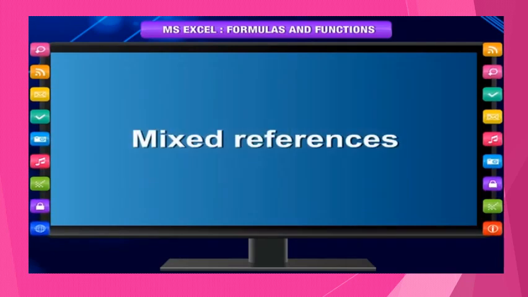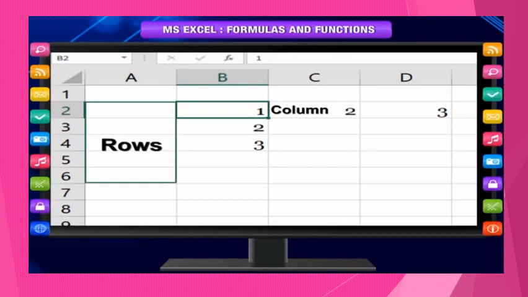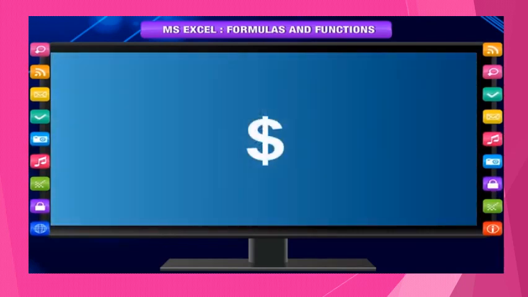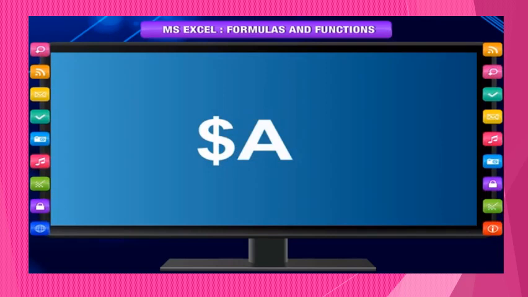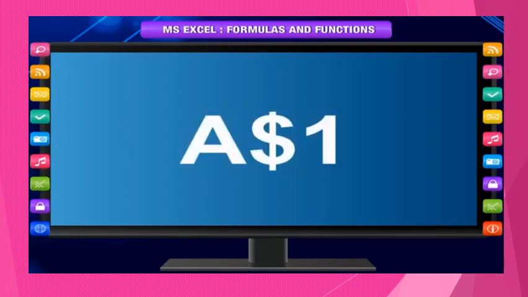Mixed references. A mixed reference has either an absolute column and relative row, or an absolute row and relative column. We put a $ sign before the column letter or before the row number, whichever we want to make absolute. An example of an absolute column reference is $A1 or $B1, where the $ sign is put before the column letter. An example of an absolute row reference is A$1, where the $ sign is put before the row number.